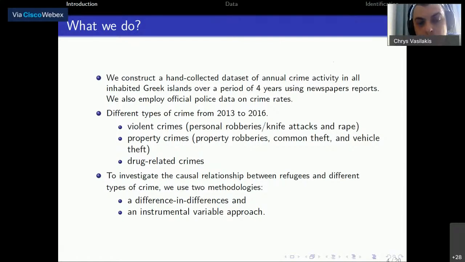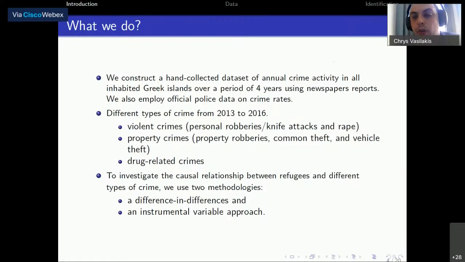crimes. And to investigate the causal relationship between the refugees and the different types of crime, we use two methodologies. The first one is difference-in-differences, because as I said to you, we have 10 islands from the sample that took the treatment, and other 97 islands that did not take the treatment.